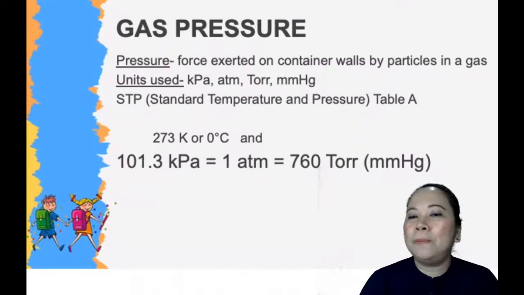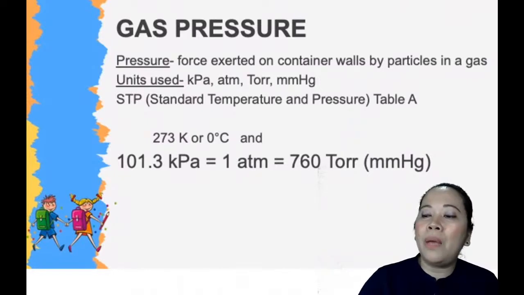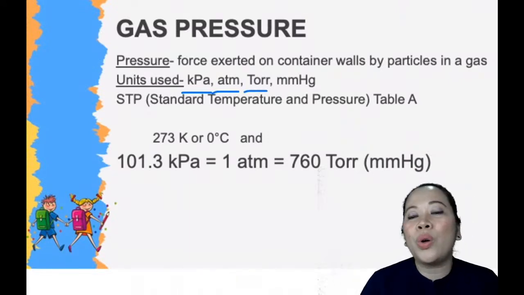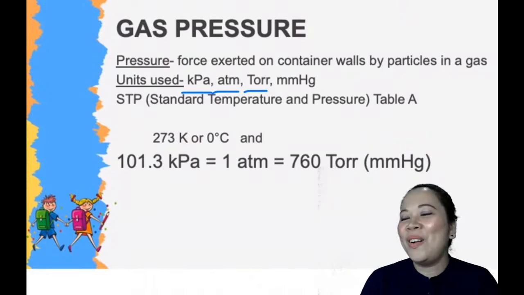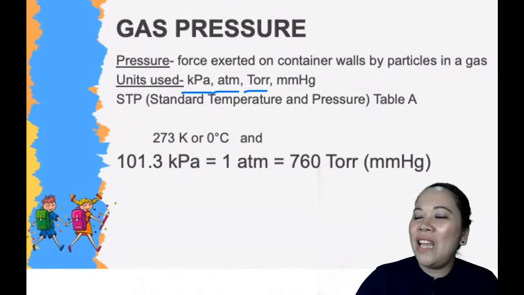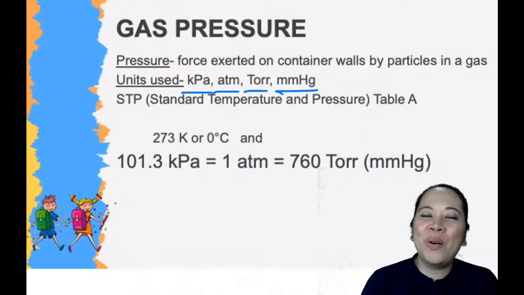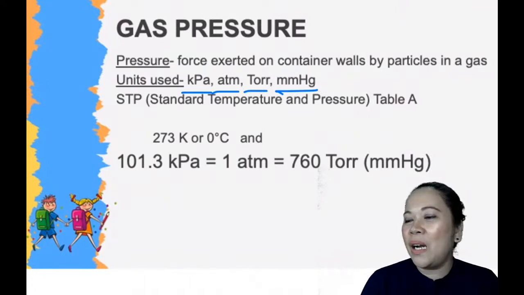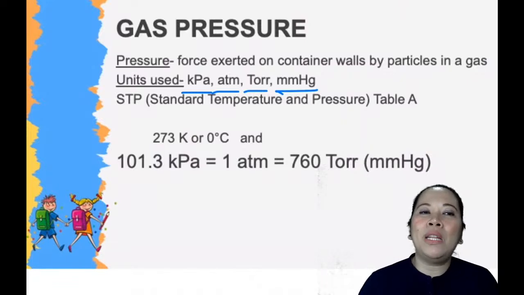Welcome, Onika. So when we talk about pressure, pressure is a force that is exerted on a container by particles in a gas. The units for pressure are kPa or kilopascal, atm or atmospheric pressure, torr or Torricelli, not Thor the superhero, and then mmHg or millimeter of mercury. Hg is mercury.